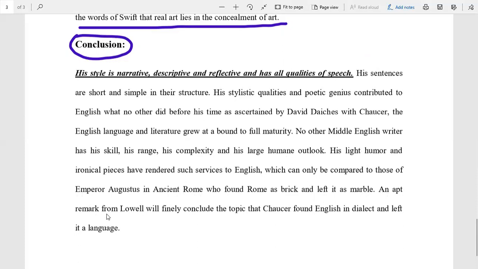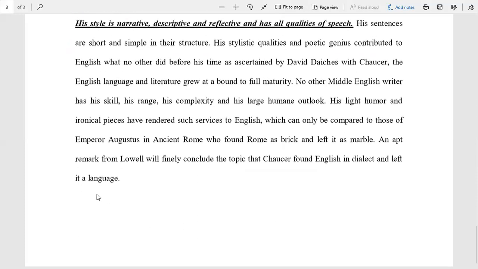An apt remark from Lowell will finally conclude the topic: that Chaucer found English a dialect and left it a language. This is all about Chaucer's narrative style.